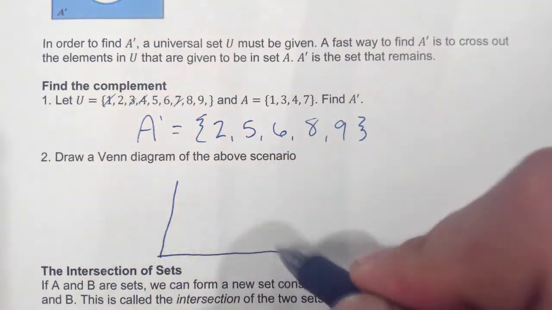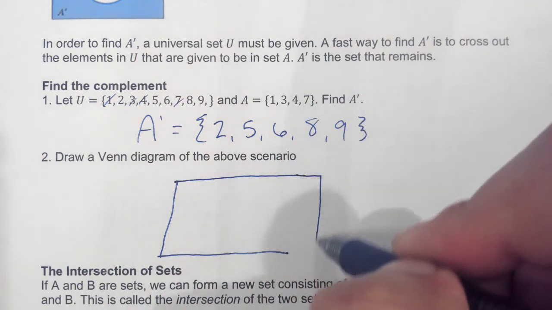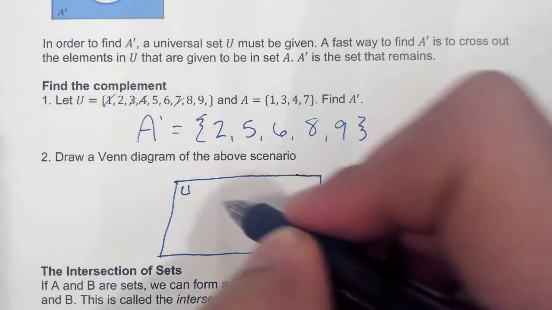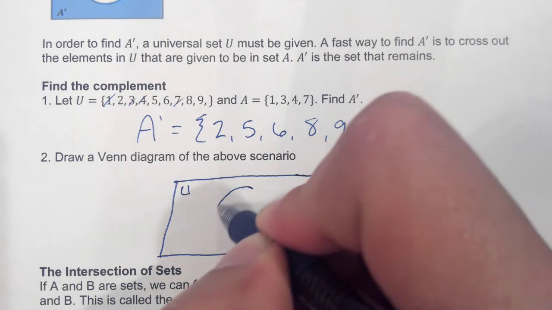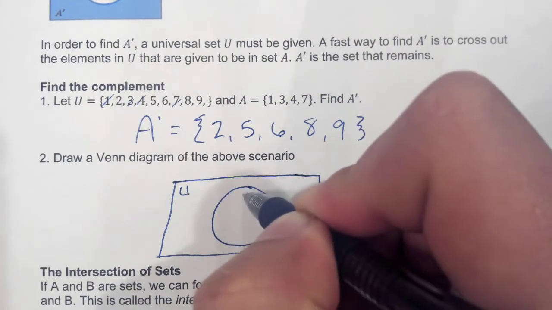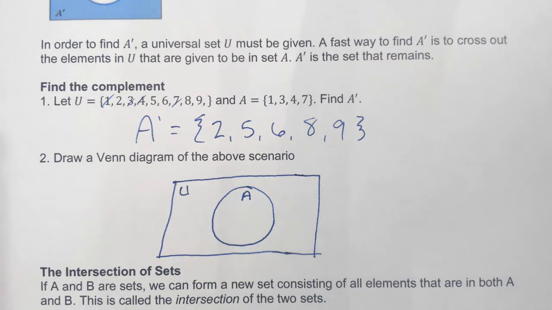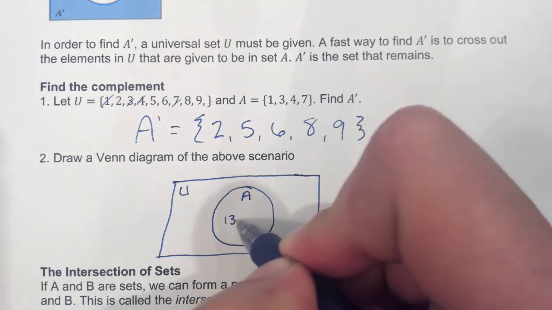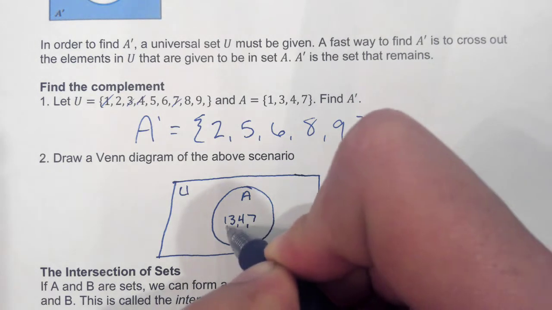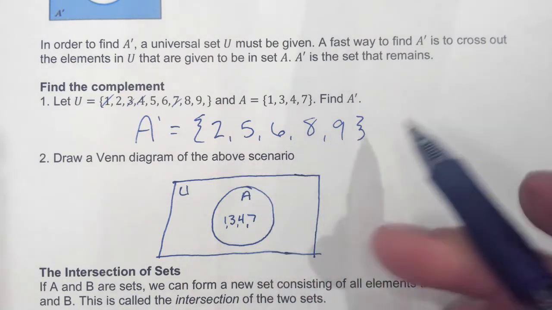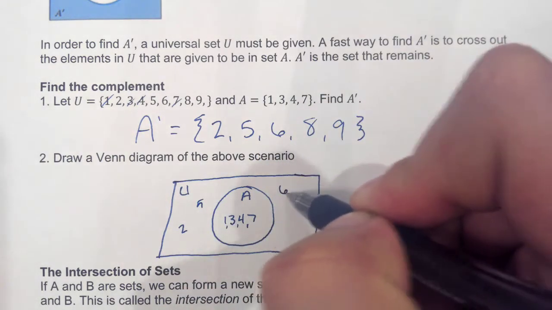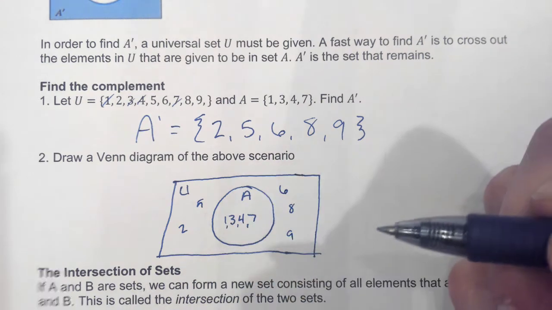Okay, so we're going to start with a rectangle. We'll denote it as U. And then we need a set A. Okay, so what's in A? A has the numbers 1, 3, 4, and 7. And then the other ones are just somewhere outside of A, but in the box. 2, 5, 6, 8, and 9.